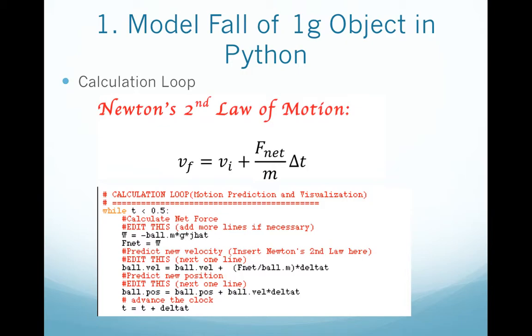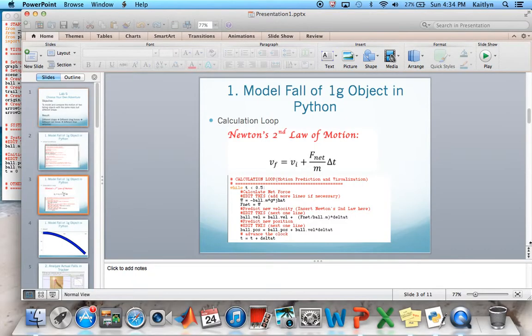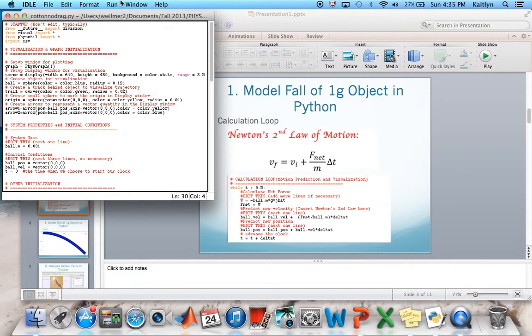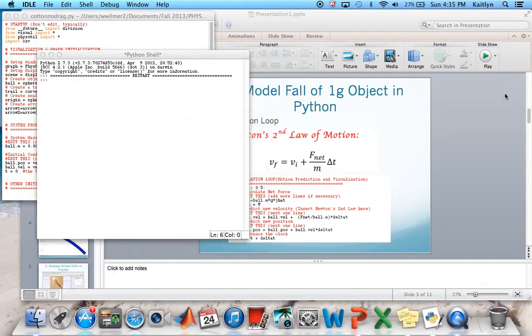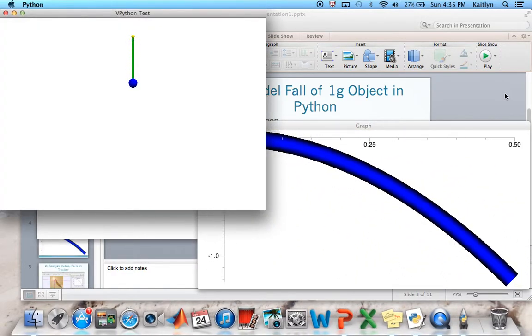Then I made the calculation loop. I started with the fundamental principle, Newton's second law of motion, which states that the final velocity is equal to the initial velocity plus the net force divided by the mass times the change in time. For this part, I just set the net force equal to the force of gravity, which is shown here, and that will update the final velocity, which will then update the ball's position. This is the result that our Python code gives us.